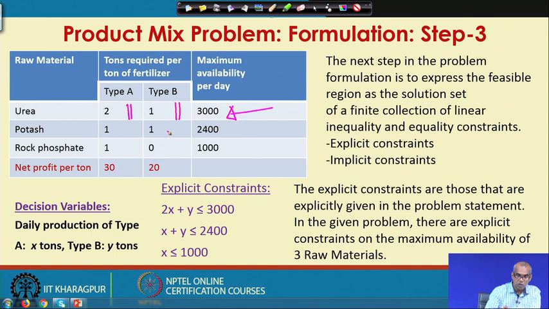Similarly, for potash, we can write x plus y is less or equal to 2400, and for rock phosphate, it is required only for type A. So, x is less or equal to 1000. So, these are explicit constants associated with the maximum availability of the raw materials per day.